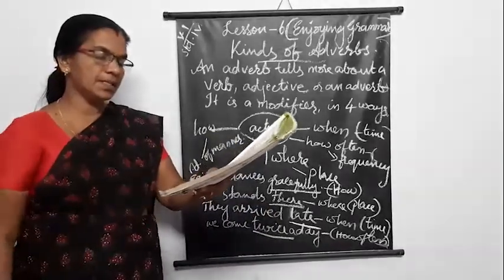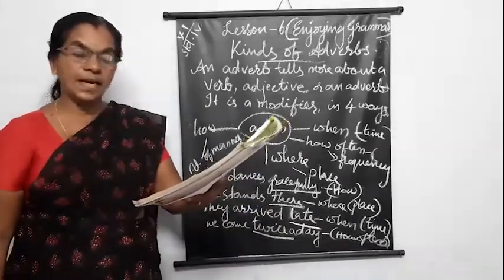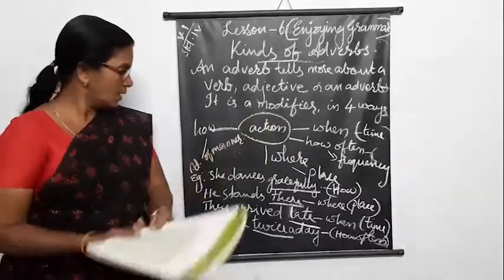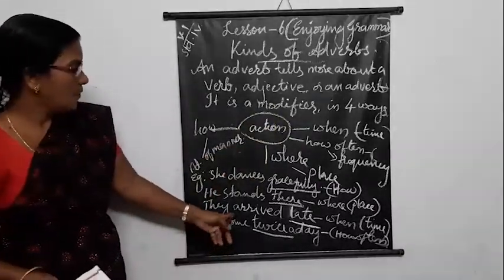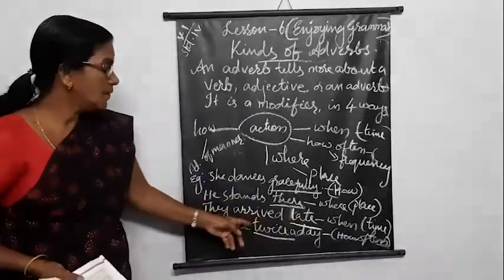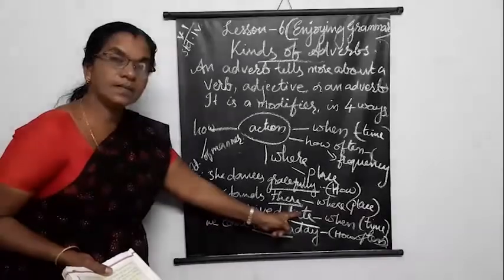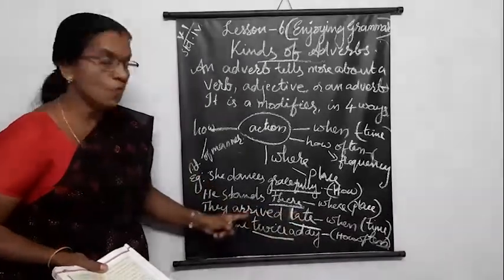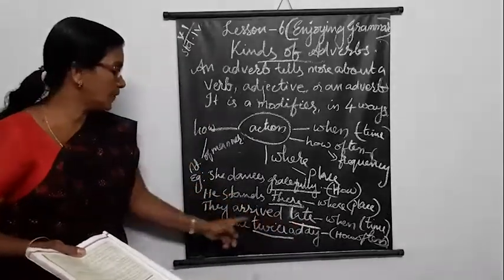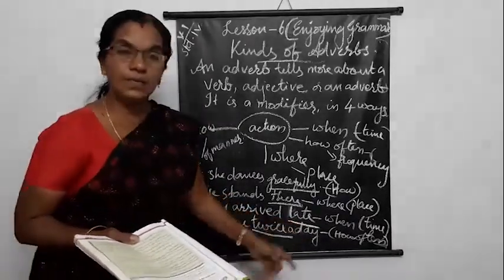Adverbs of time tell us when the action happened or will happen. They answer the question when. Look here. When did they arrive? They arrived late. Which is the adverb here? Late. This is the answer to the question when did they arrive. When we ask a question with when, we will get the word that is the adverb of time there.